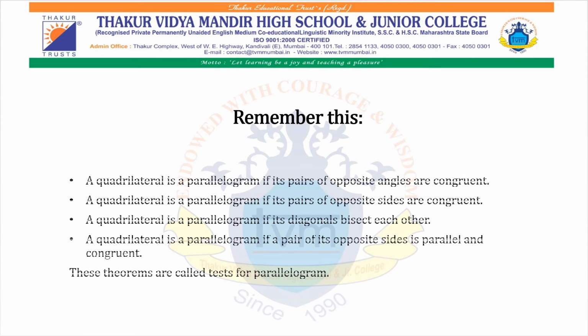Remember this: a quadrilateral is a parallelogram if its pairs of opposite angles are congruent. A quadrilateral is a parallelogram if its pairs of opposite sides are congruent. A quadrilateral is a parallelogram if its diagonals bisect each other. A quadrilateral is a parallelogram if a pair of its opposite sides is parallel and congruent. These theorems are called tests for parallelograms.